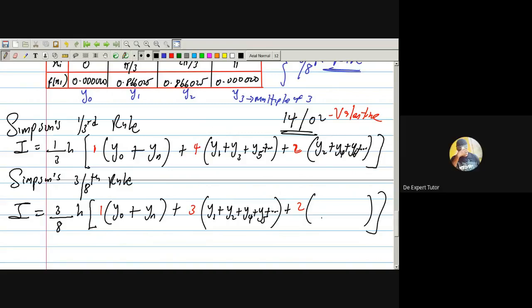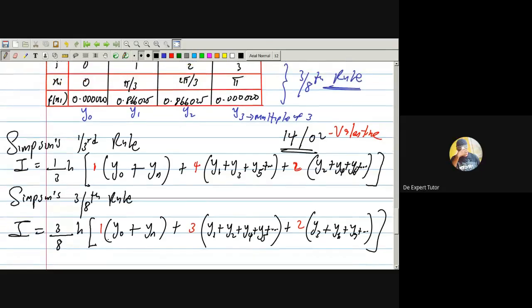While here you will put the ones that are multiple of 3, which is y3. What again? Y what? Y6, then y9, y12. Yeah, exactly. That is it. Do you get that? Yeah. Good. Since we have done this, let us fire this question.